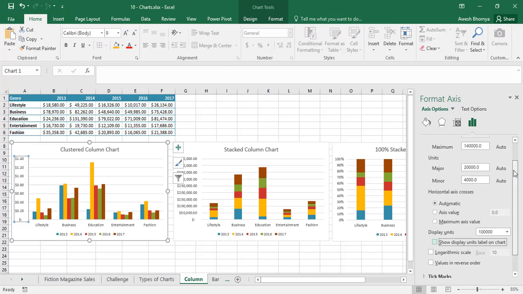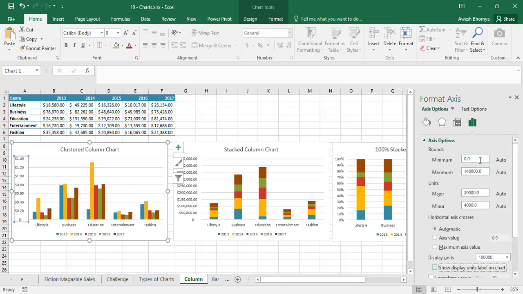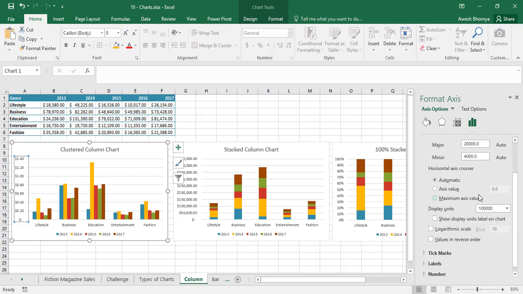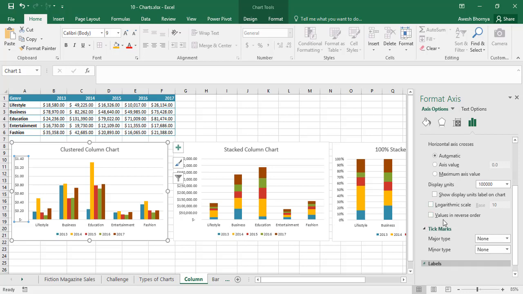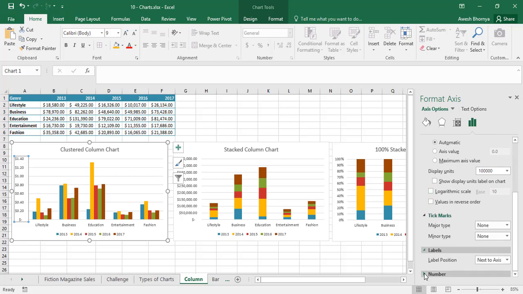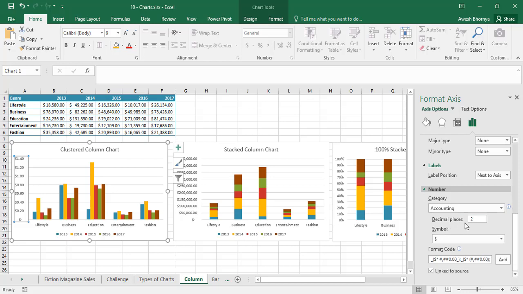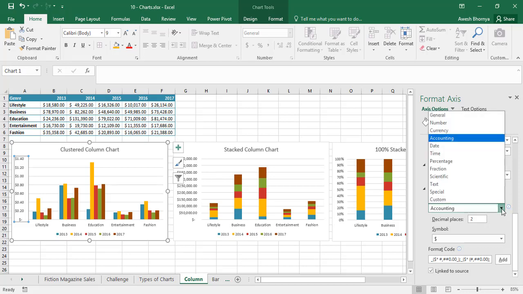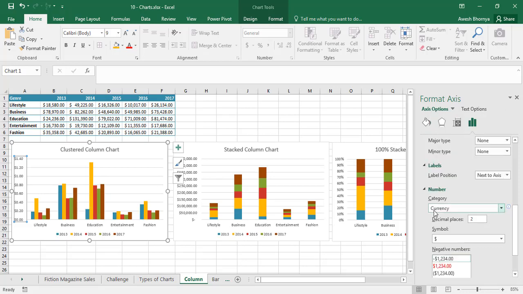And if I wish to make a change to these particular values, I can make changes to the minimum and maximum that I have. There are other aspects as well that I can make changes to. I have labels, label position, then the number format. Now it has picked up an accounting number format, which is okay. I can leave it as it is, or else if I wish to change it, I can change it to a currency format. Now if you notice, when I changed it to currency format, that dash has been taken care of.